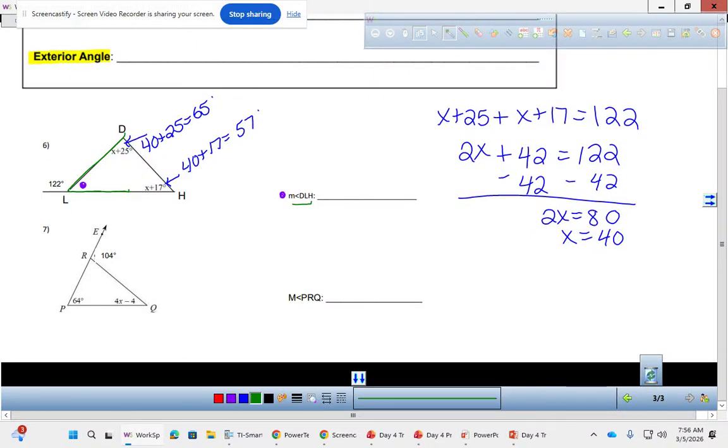I know that the three angles that are inside of the triangle equal 180, and I have 2 of the 3. The purple dot is what I want. It's the third angle inside of the triangle. So 65 plus 57 plus that third angle equals 180 degrees. Because now I'm working my way inside the triangle. This has a lot of pieces to it.